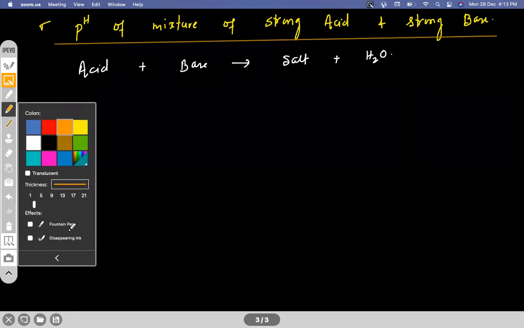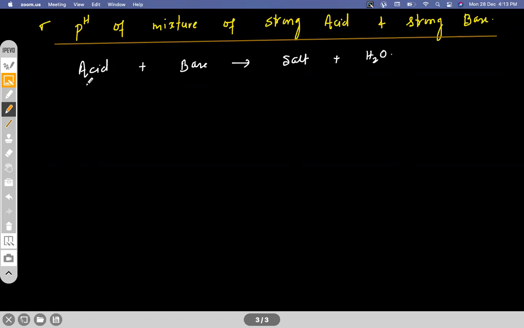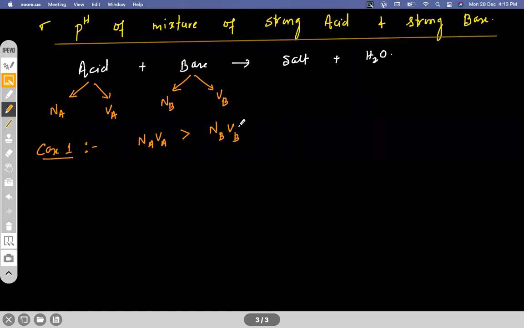Suppose I am taking the acid of normality Na and volume Va. For base, it is Nb and volume Vb. Right. So there are three cases possible here. Case one, if the number of equivalents of acid, NaVa, is greater than the number of equivalents of base. Since acid is more over here, obviously the base will be the limiting reagent in this case.